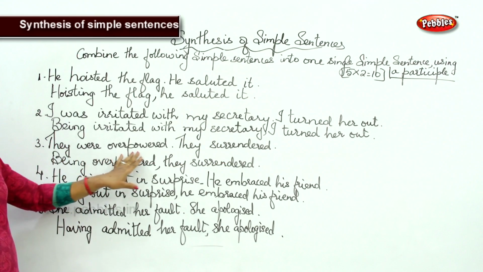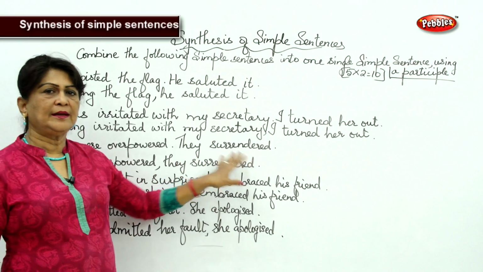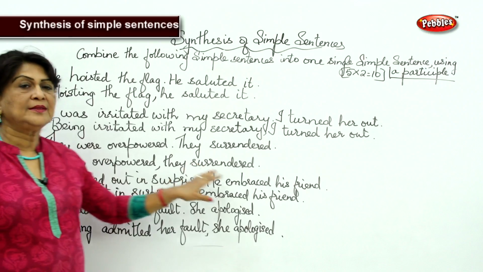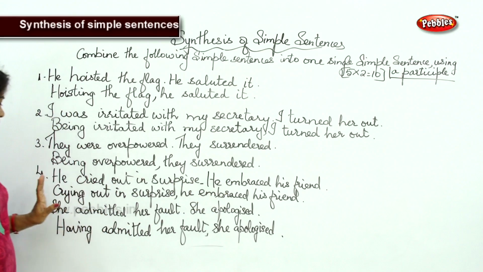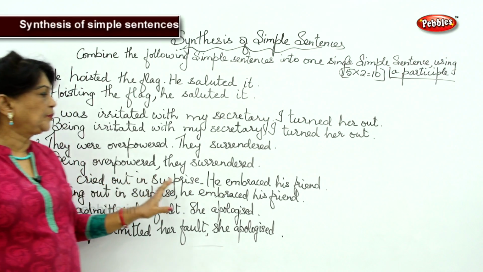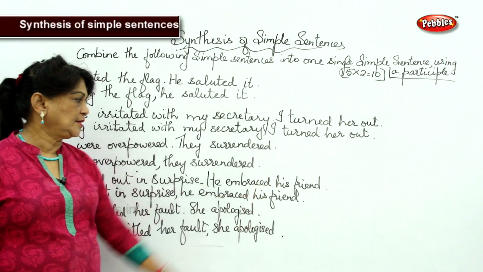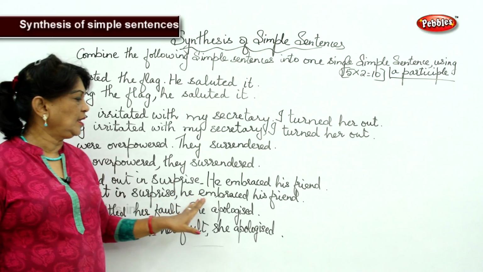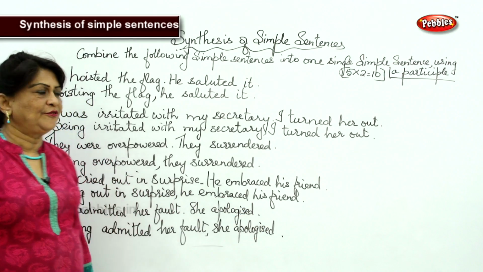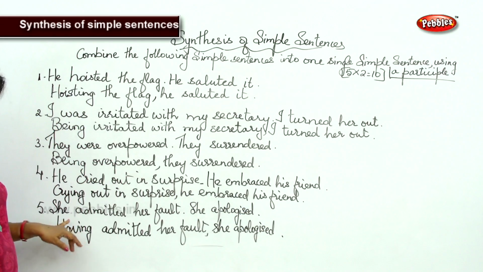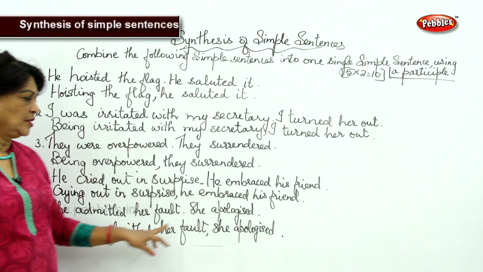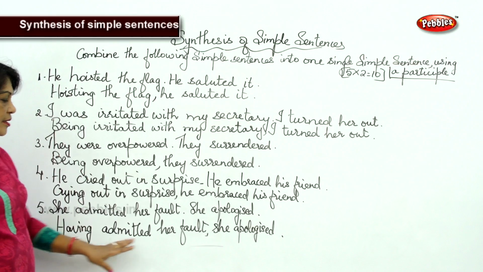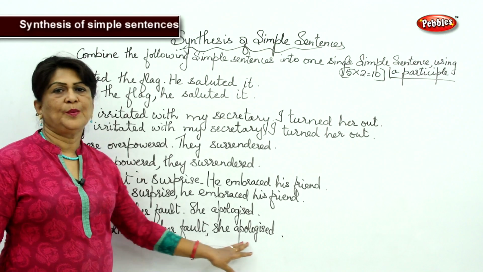They were overpowered, they surrendered. Being overpowered, they surrendered. He cried out in surprise. He embraced his friend. Crying out in surprise, he embraced his friend. She admitted her fault. She apologized. Having admitted her fault, she apologized.